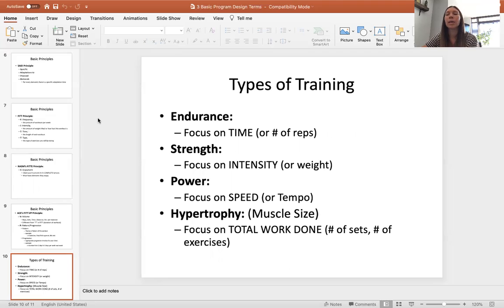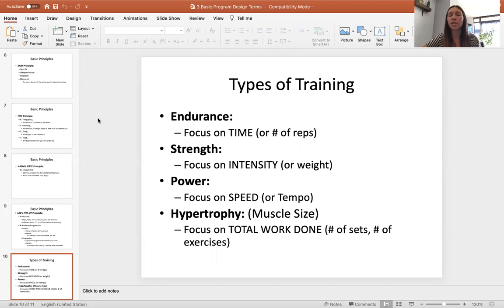Okay, so types of training. We did talk about this a little bit last week. So endurance training, remember it's focused on time and number of reps. If we are going to do endurance resistance training, remember we're doing more repetitions, so maybe 15 to 20 repetitions, but our weight is lower. So that is endurance. We're trying to sustain that contraction over a long period of time. As your repetitions go up, your weight is going to go down.